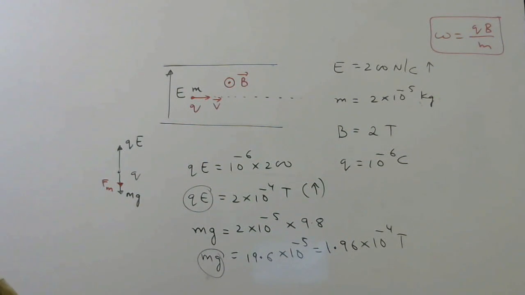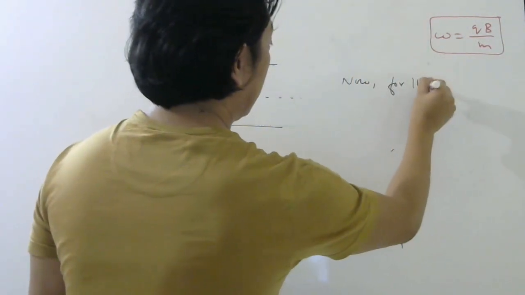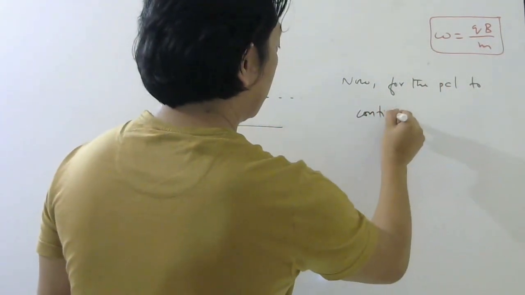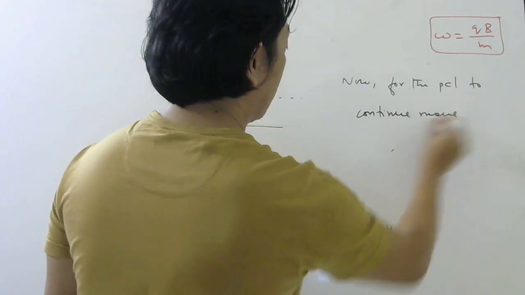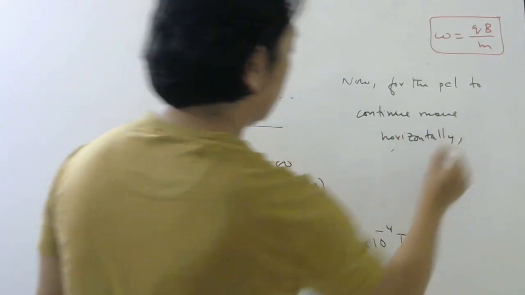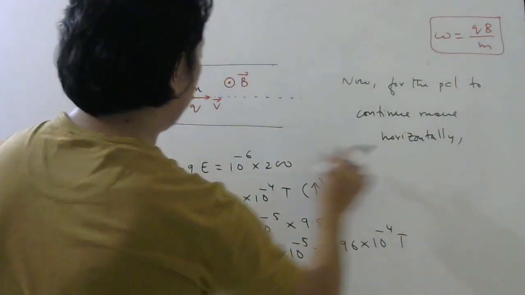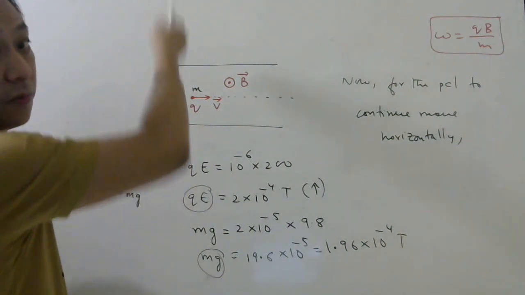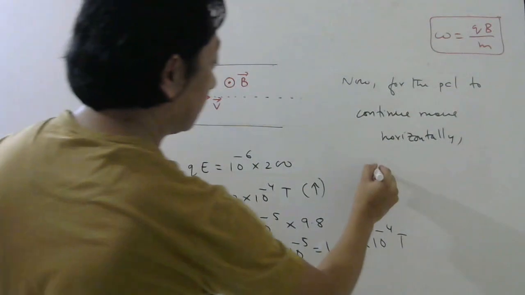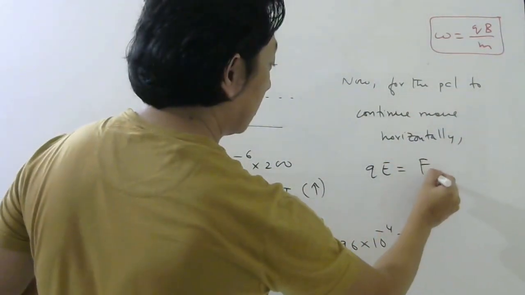Now we have to find the magnitude. So now, for the particle to continue to move horizontally, the total force in this direction should be zero, so that it will not go this way or that way. So QE should be balanced by magnetic force plus mg.